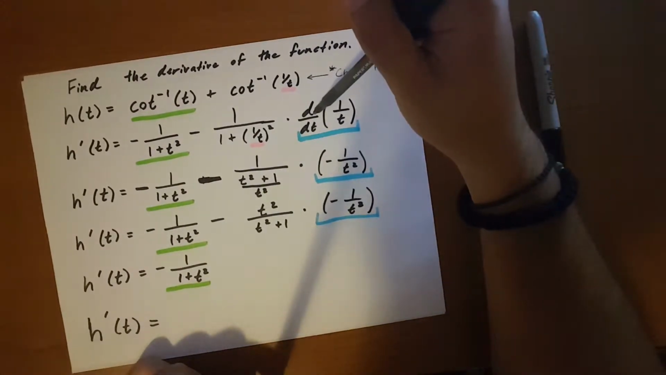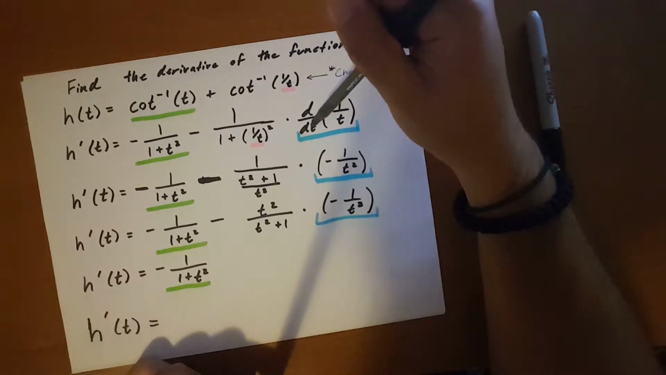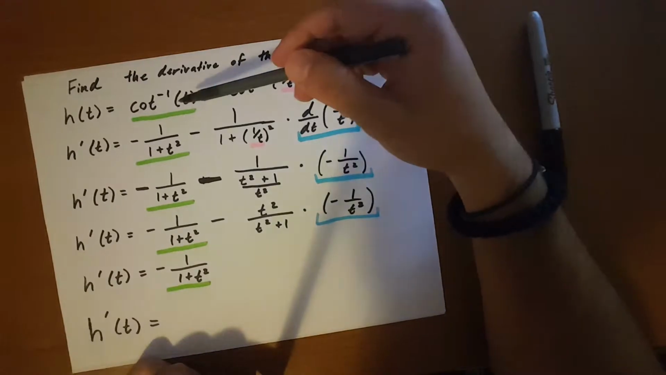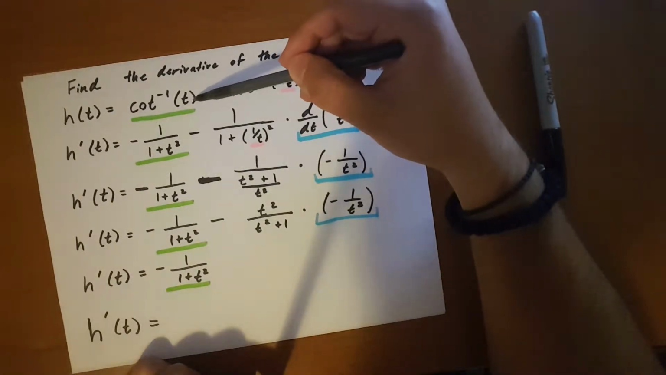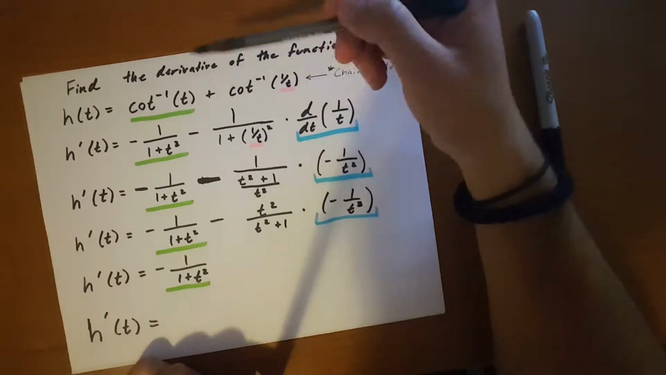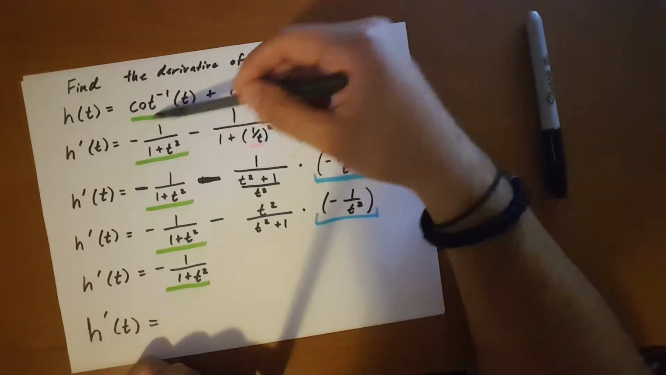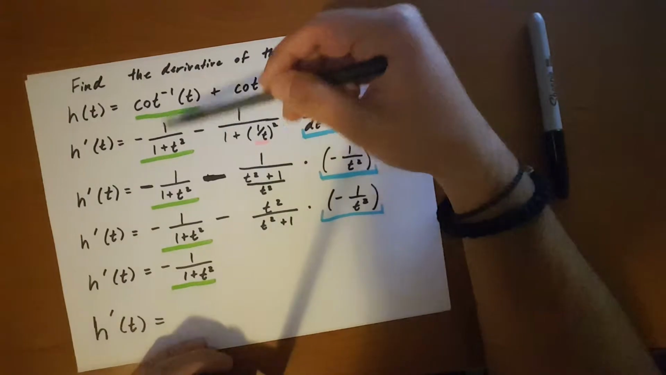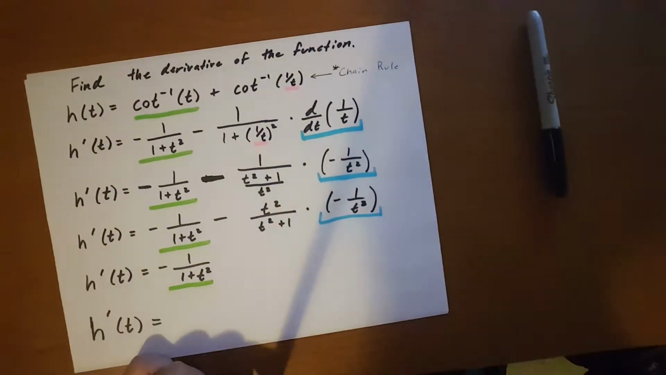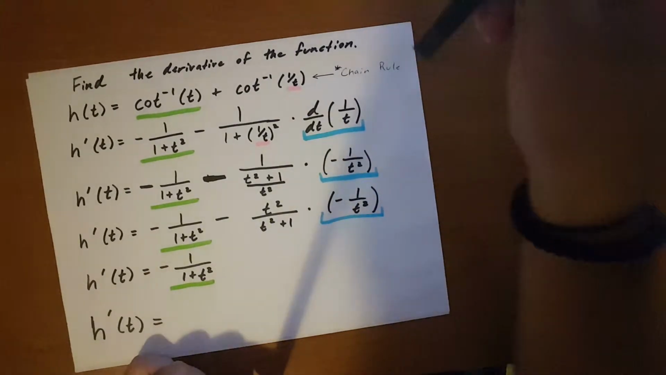So we get the derivative with respect to t of 1 over t. And here we would do the chain rule as well, but the derivative of t would just be 1, so we would still have the same result. But this one we have to continue on because this will change our function.